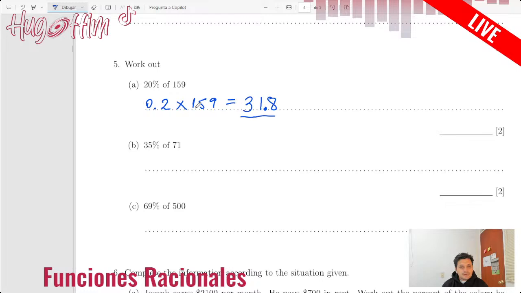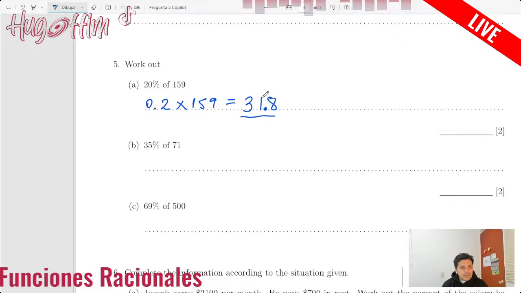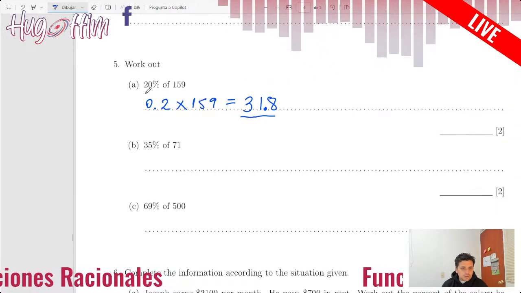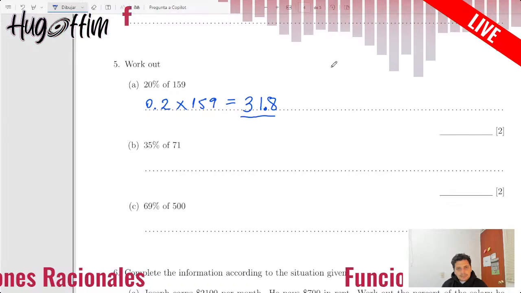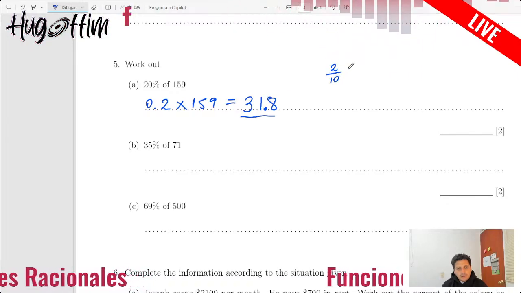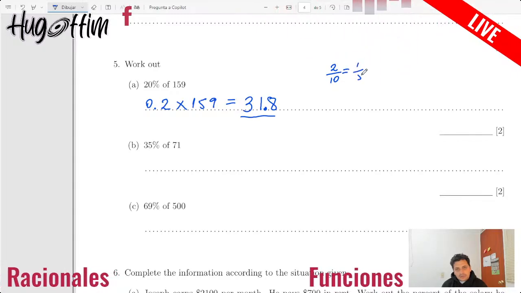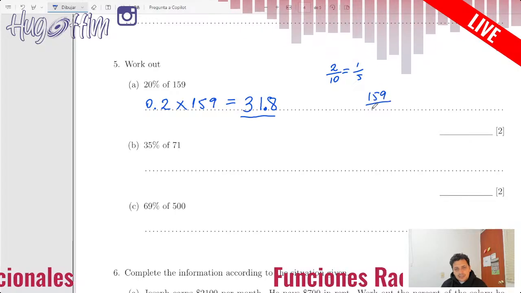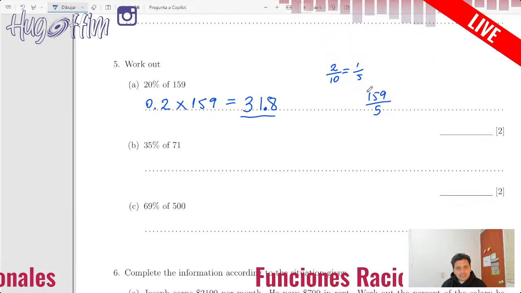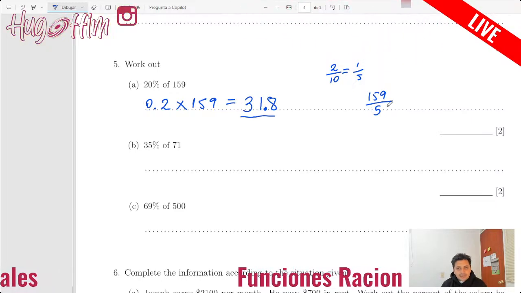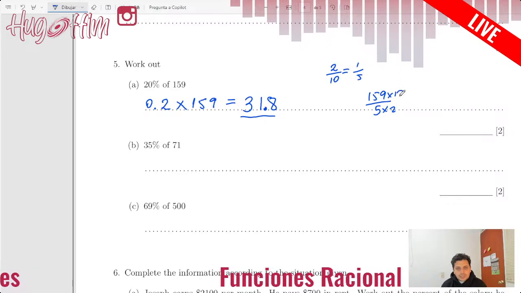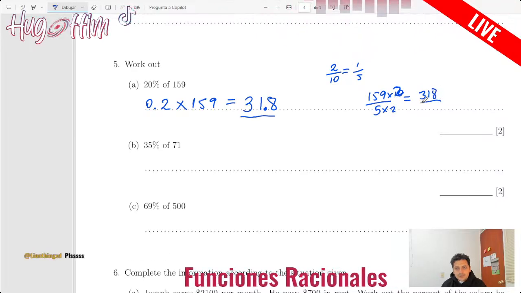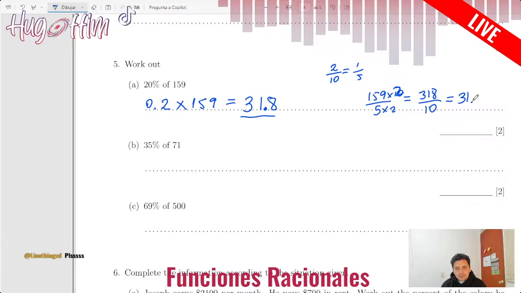Or maybe you want to work out using other representation, maybe fractions. So fractions will be 0.2 or 20% is going to be 2 over 10 or 1 over 5, right? This is 20%. So it means that I need to take 159 divided by 5. That will be as a fraction, right? And I just need to multiply by 2 here to get the decimal representation by 2. If I multiply by 2, I get 318 over 10. That in decimal is 31.8.